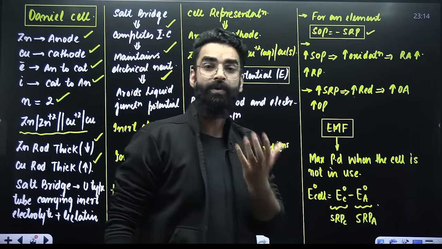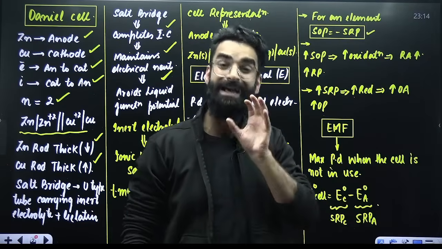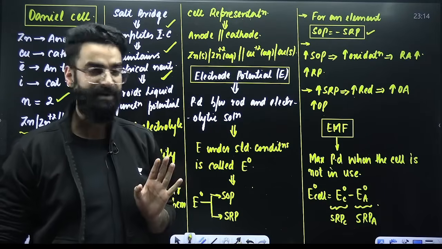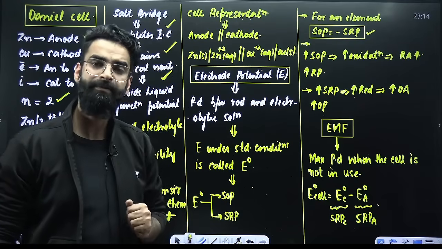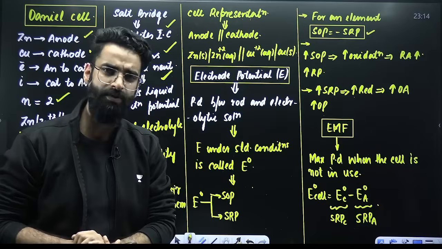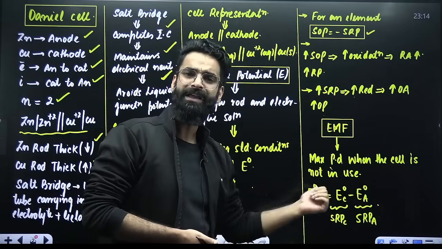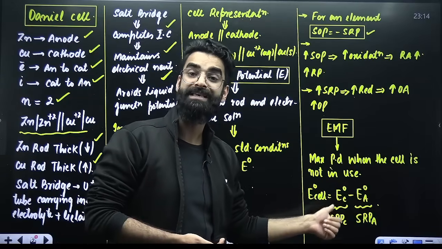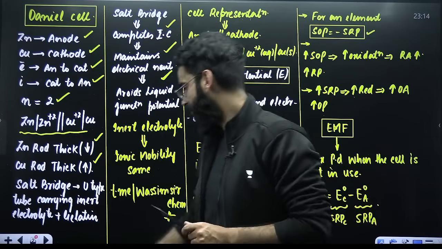Similarly, you would have heard about the standard hydrogen electrode, which is taken as the reference electrode whose SOP as well as SRP, both values, are taken as 0. Now, talking about the EMF, how do you define the term EMF? EMF is just the maximum potential difference between the two electrodes when the cell is not in use, right? And how do we calculate the standard EMF? E naught cell is E naught of cathode minus E naught of anode. E naught of cathode means SRP of cathode, and E naught of anode means SRP of anode, right?